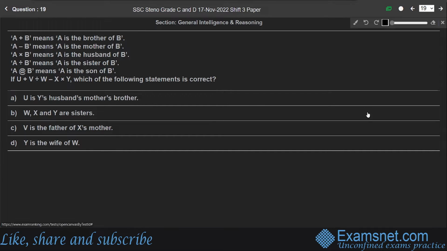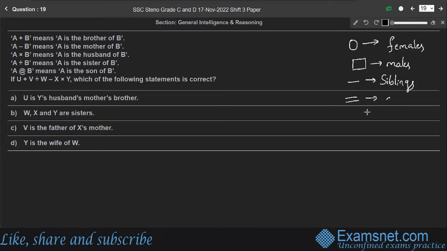To represent these relationships, let's make a family tree. For that, let us use some symbols. We use a circular symbol for all females. Let's use a square symbol for all males. Let's use a single horizontal line for siblings, a double horizontal line for a married couple, and a vertical or slightly slanted line for a difference of generation.